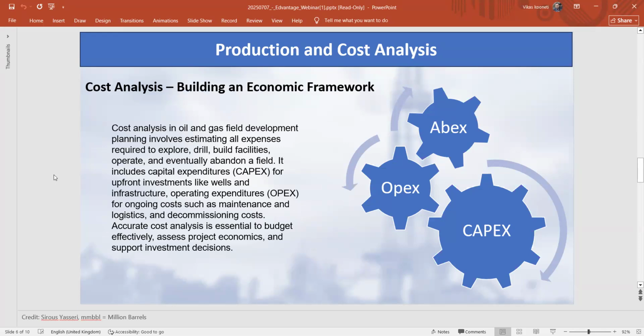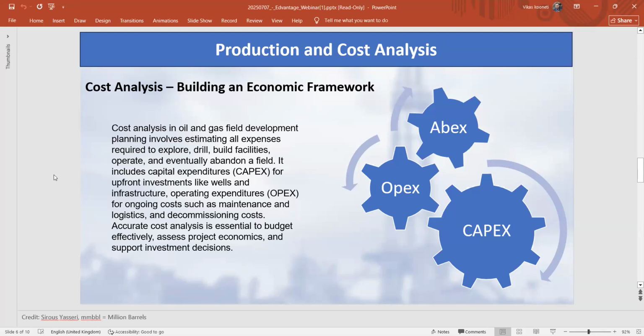ABEX is nothing but your abandonment cost. Nowadays, abandonment cost is considered critical. Abandonment cost mostly can be a percentage of your CAPEX, or a percentage of your overall CAPEX and OPEX, depends, right? Or maybe you might have an estimated ABEX at an initial stage, saying, okay, this much will be my estimated ABEX, right?